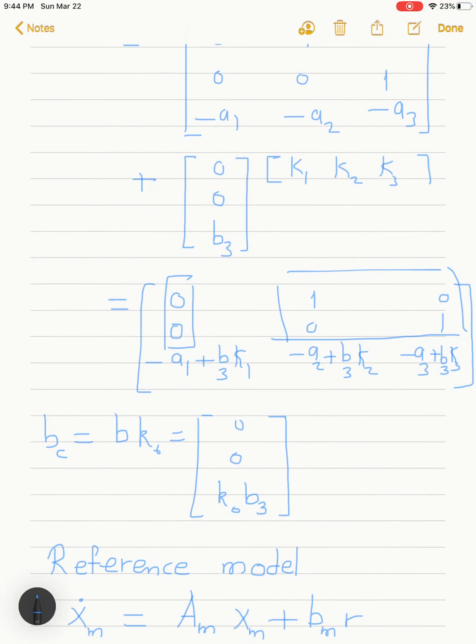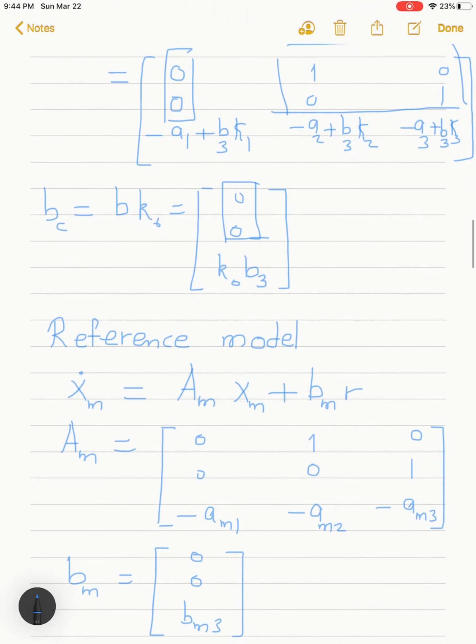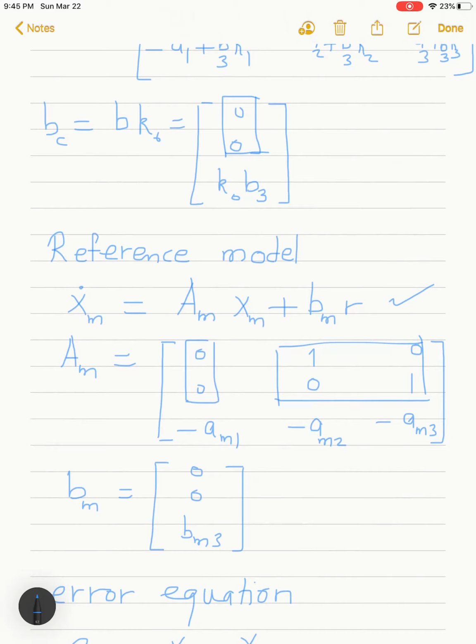The equation for the input gain matrix Bc is B times k transpose, and here again we have the first two rows equal to zeros, and the last one would be k naught times b3. The reference model xm dot equals Am xm plus Bm r will take again the controllable form. This is the identity matrix, this is a vector of zeros, and here would be the coefficients of the desired characteristic equation of the system, and this is the b vector.